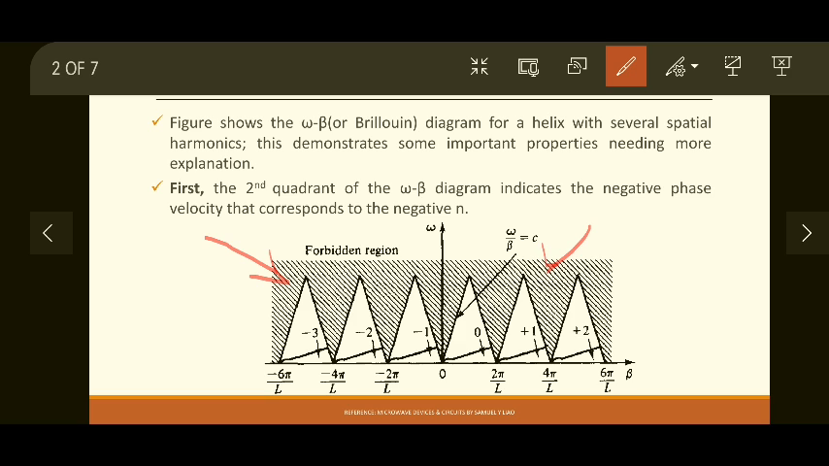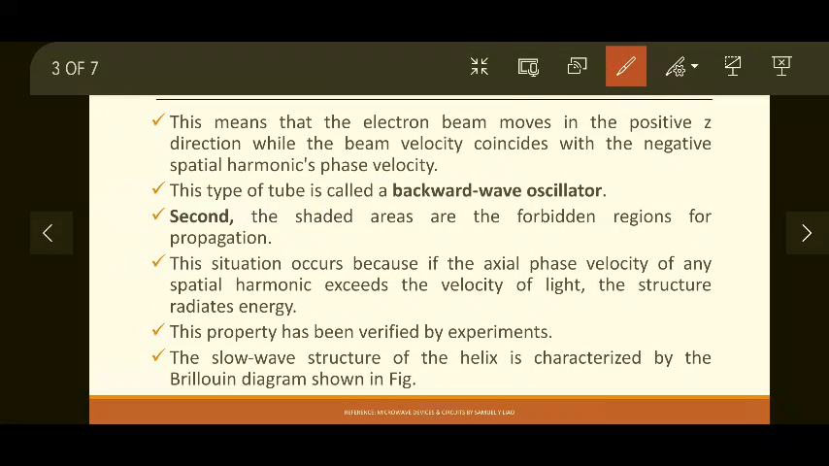Any value in these shaded areas means that your phase velocity is greater than the speed of light. If my velocity is in this region, then what does that mean? It is greater than this value, that means it is greater than the speed of light. So why is it forbidden? This situation occurs because if the phase velocity of any space harmonic exceeds the velocity of light, the structure radiates energy. So if any waveform is traveling with a speed higher than the velocity of light, then the structure will radiate energy, and this property has been verified by experiment.